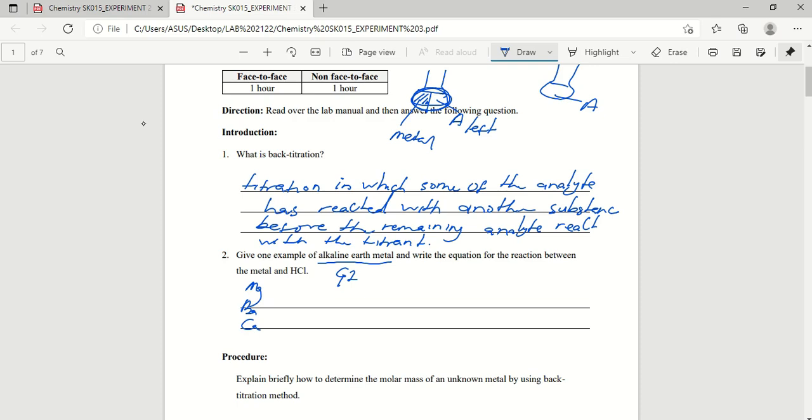Okay, the equation we can write, for example, I choose magnesium plus HCl. Since magnesium is in group 2, it will carry 2 positive charge, and Cl is Cl minus, so balancing the charge we get MgCl2 and hydrogen gas H2. So to balance this equation, we have to put coefficient 2 in front of the hydrochloric acid.